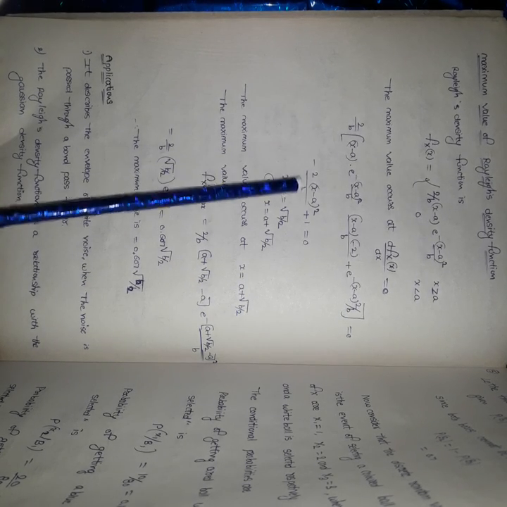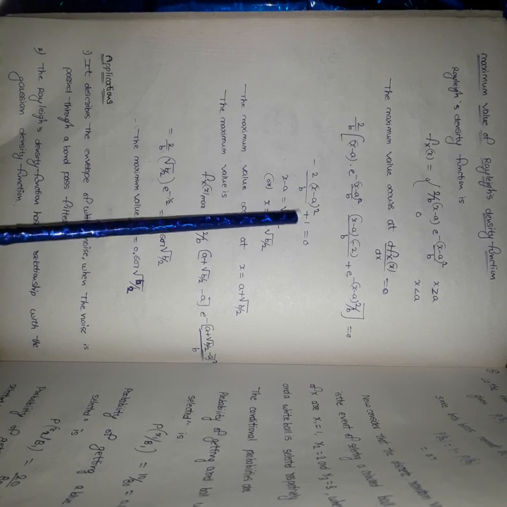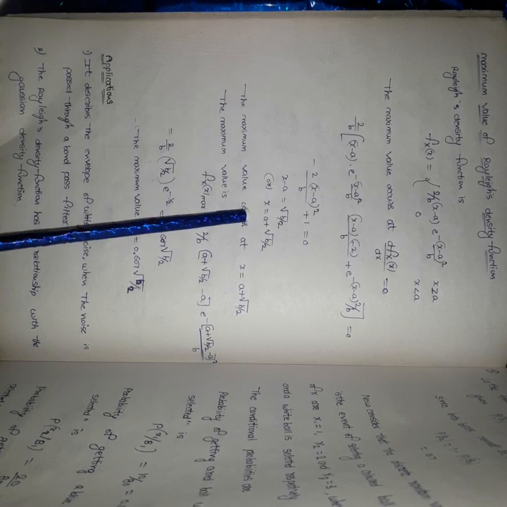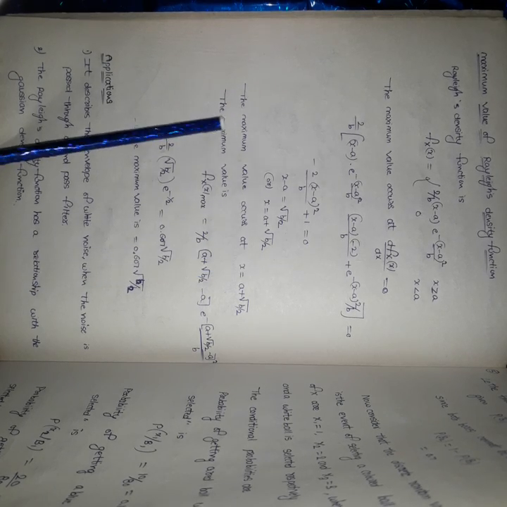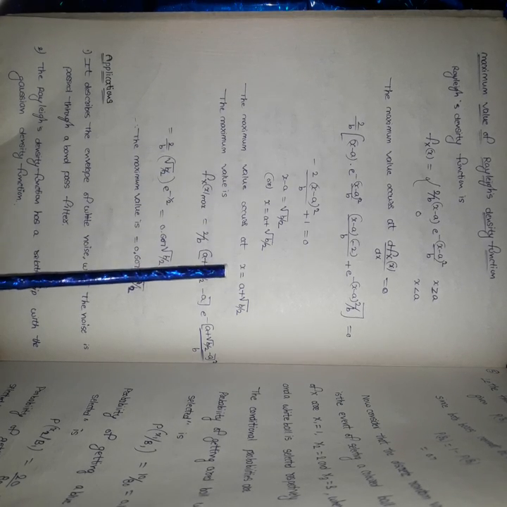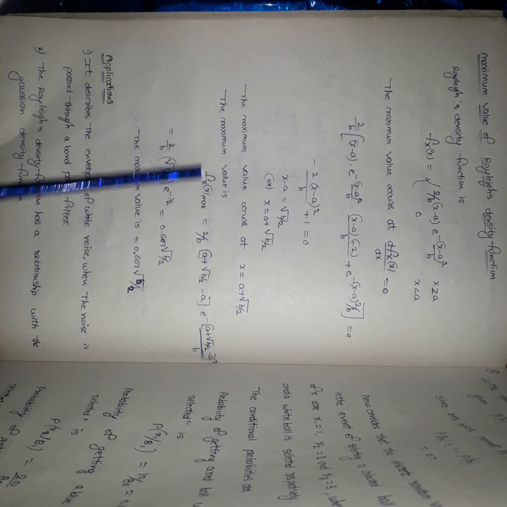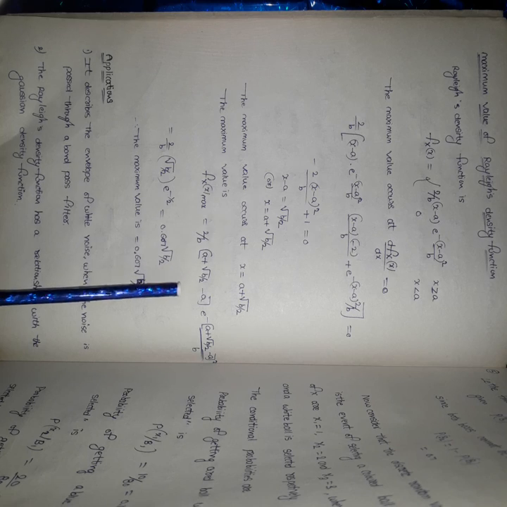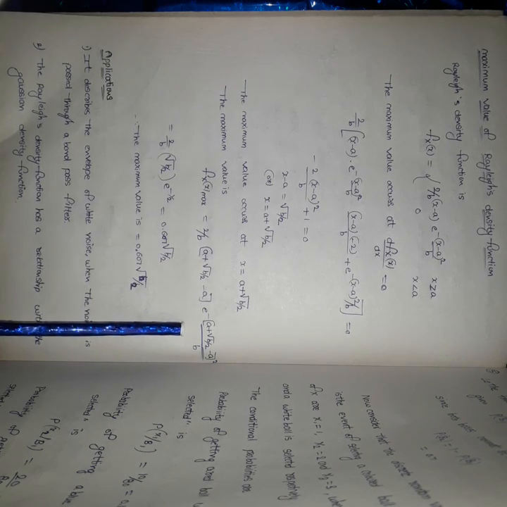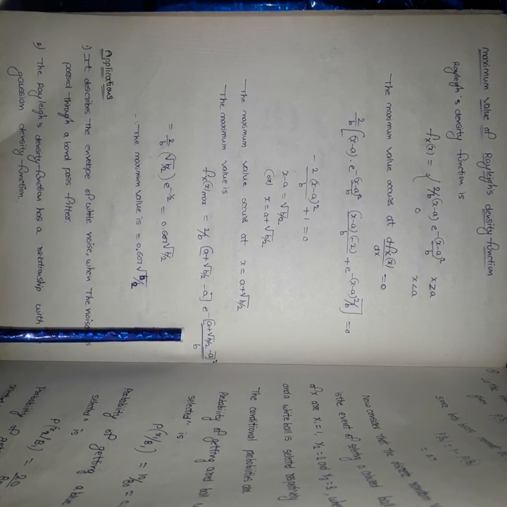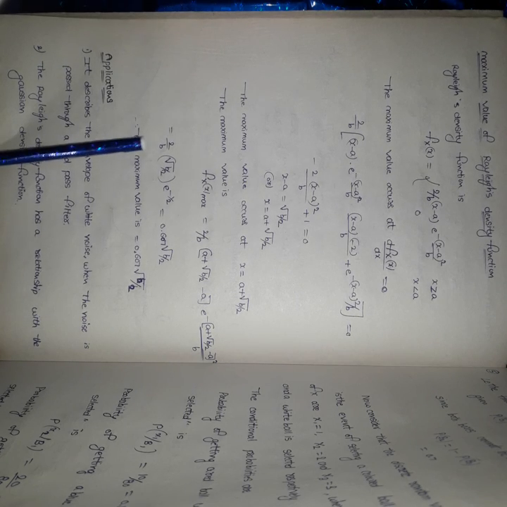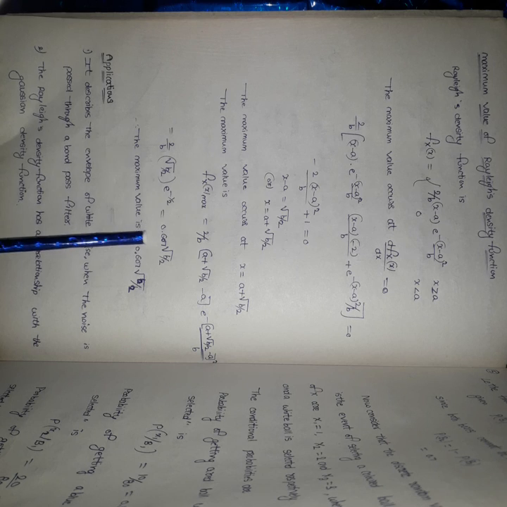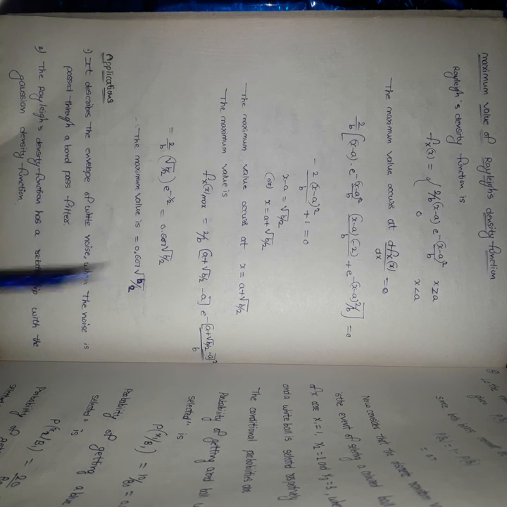This gives 1 − 2(x − a)²/b = 0, so x − a is equal to root of b by 2, or x is equal to a plus root of b by 2. The maximum value occurs at x equal to a plus root of b by 2. The maximum value of f_X(x) is (2/b) times root of b by 2 times e^(−1/2), which is equal to 0.607 root of b by 2.